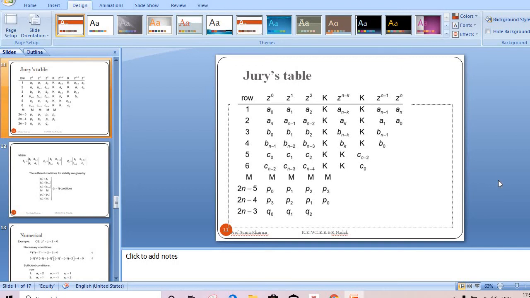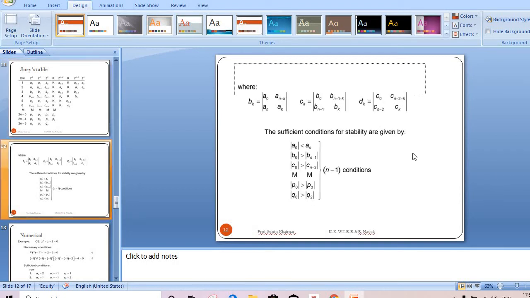Now from this, how will we find B0 and so on? Bk is given by this determinant, Ck is like this, Dk is like this. So we will find B0, B1, B2, C0, C1, C2, D1, D2 and so on by using these determinants.